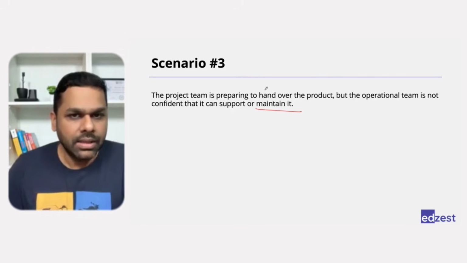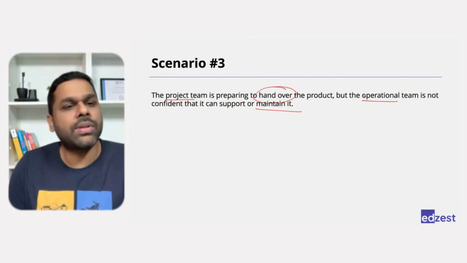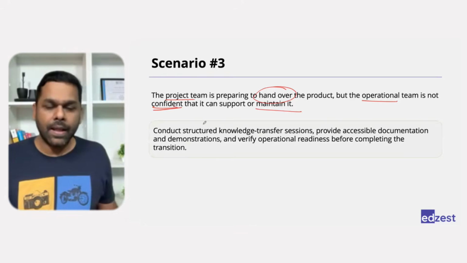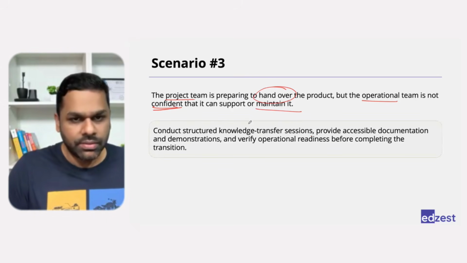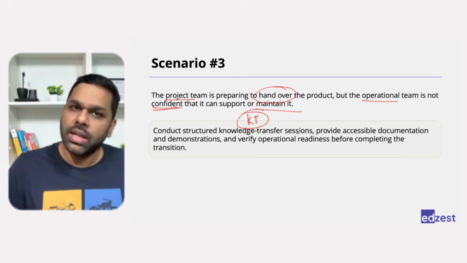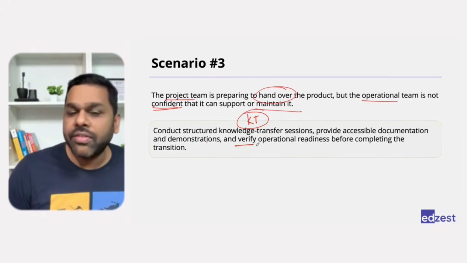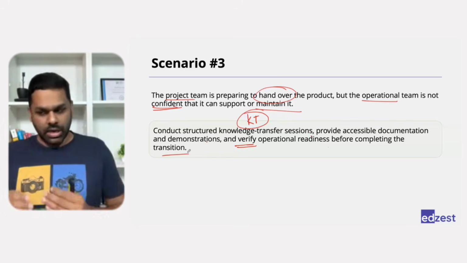Right? So what is happening? The handover is being planned from the project to the operations team, but the operations team is not confident. What should we do in such cases? Conduct a structured knowledge transfer session. We talk about this, right? KT sessions. Provide accessible documentation and demonstration and verify their readiness before completing the transition.